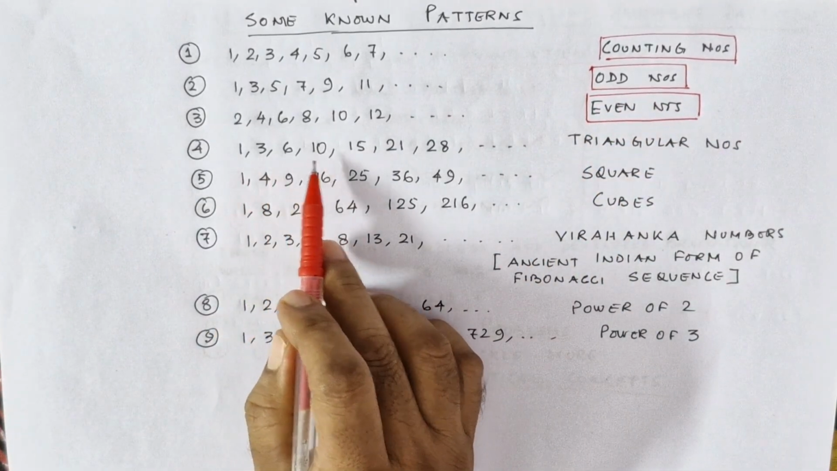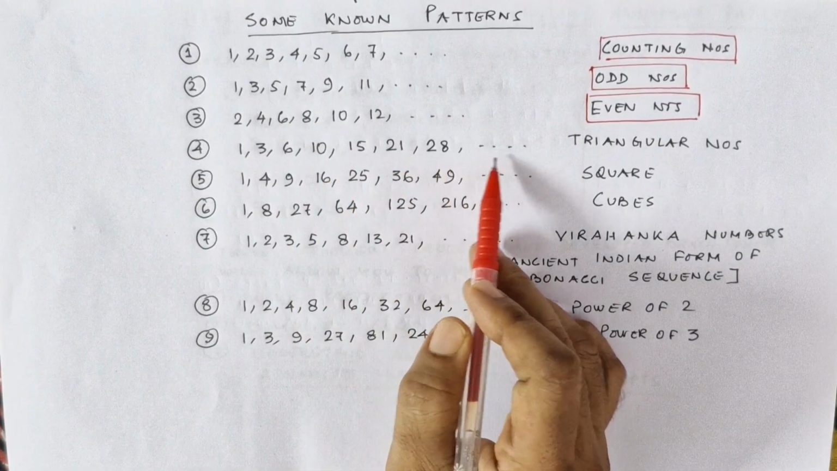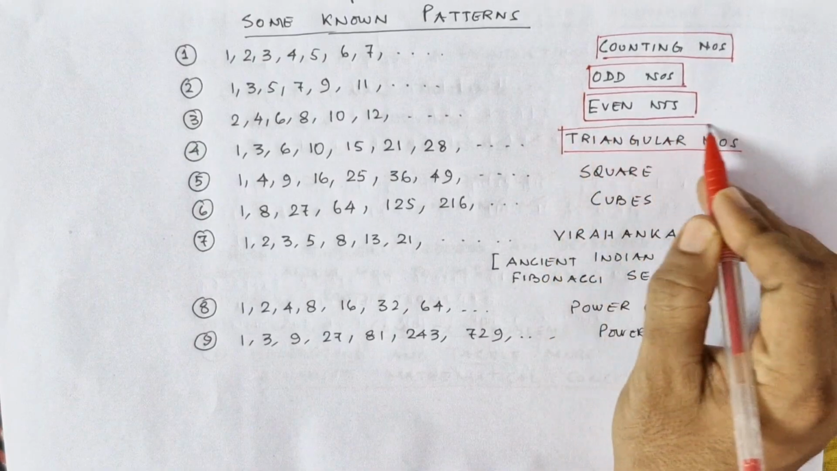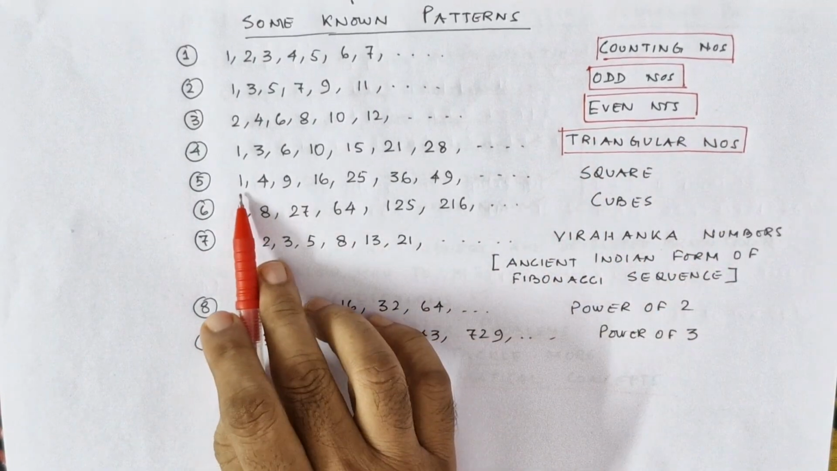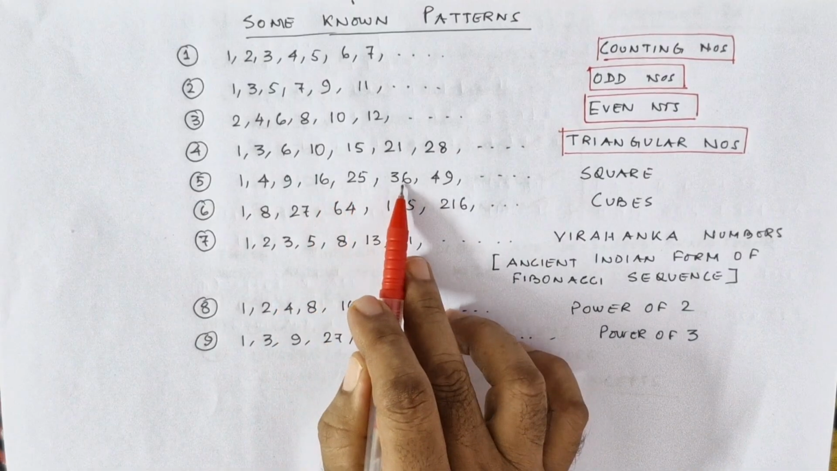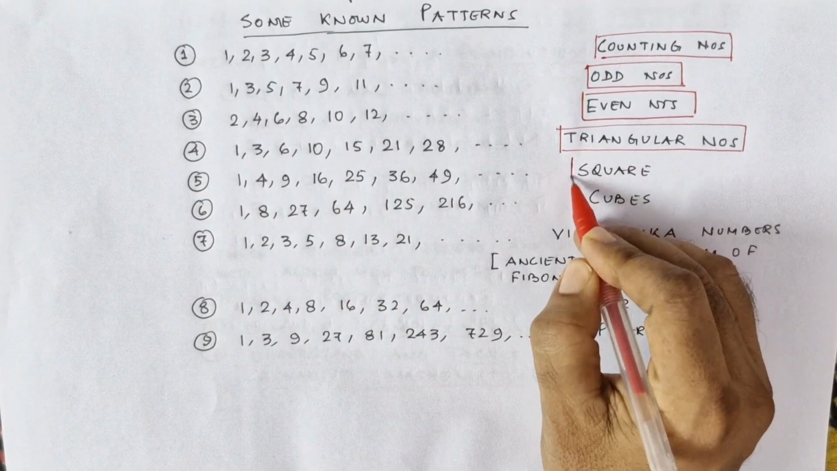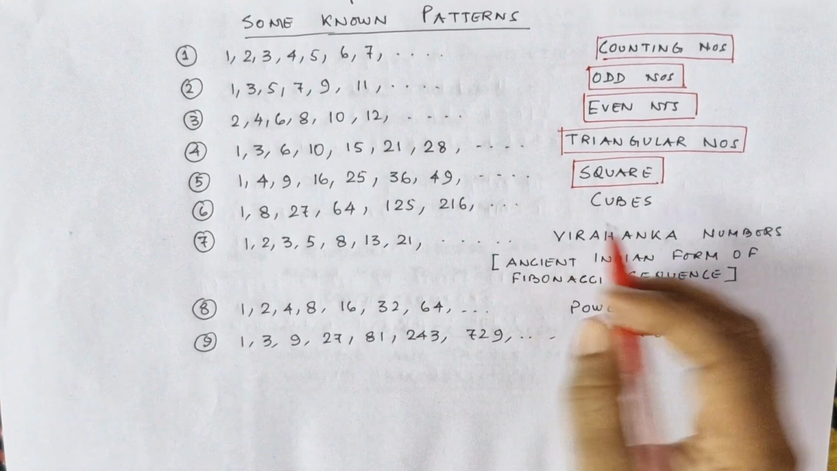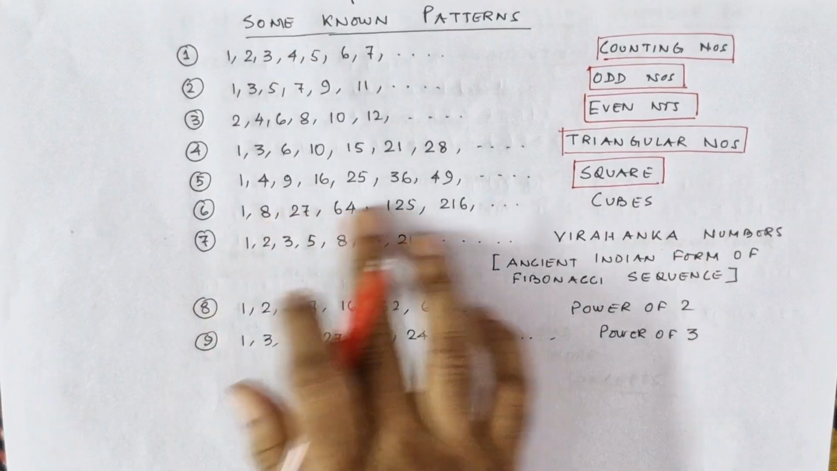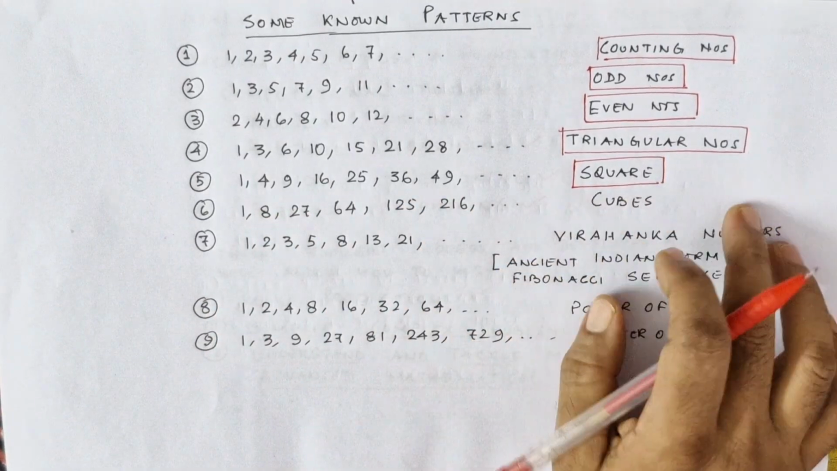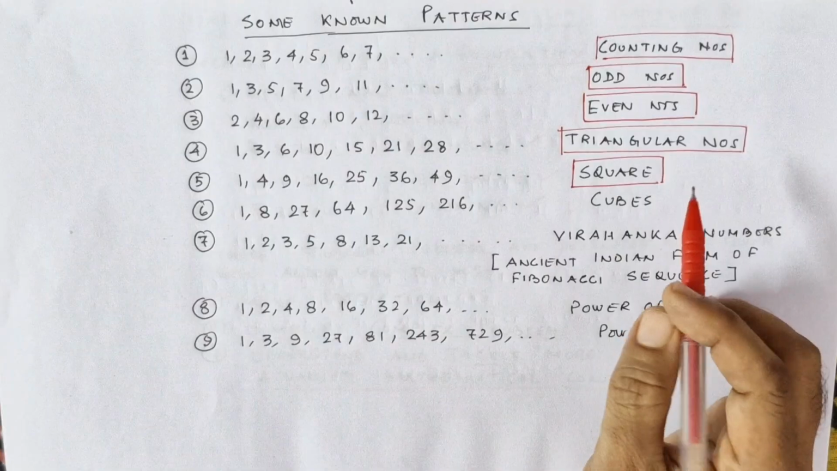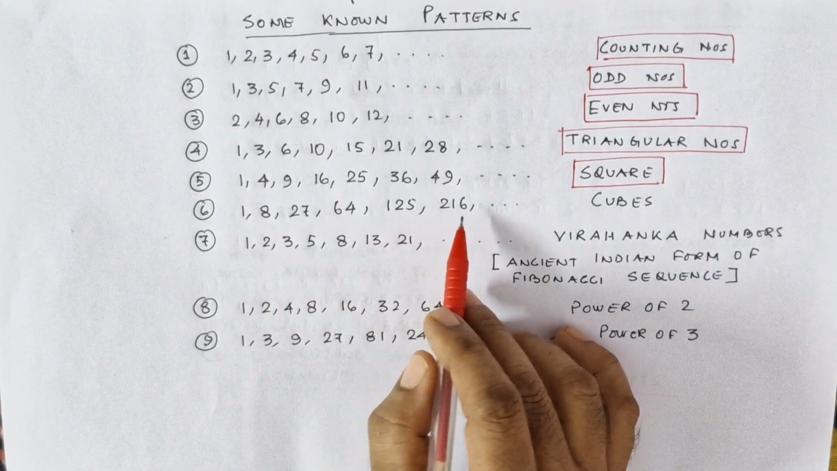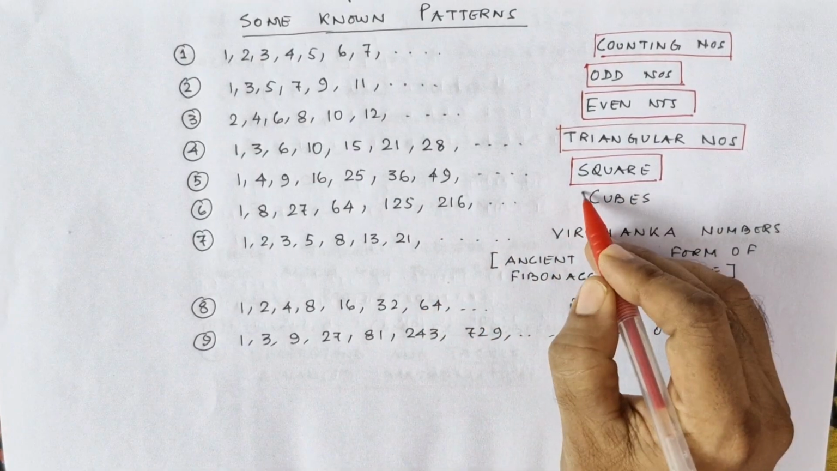And 1, 3, 6, 10, 15, 21, 28, these are triangular numbers. We went through the triangular numbers in the last class. Then 1, 4, 9, 16, 25, 36 and 49. What are these? These are squares. You have gone through squares. The rows and the columns will be equal when you form squares by means of dots. I think you remember. The next one is 1, 8, 27, 64, 125 and 216, and so on. These are cubes.